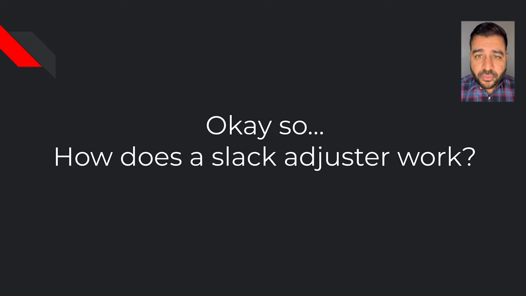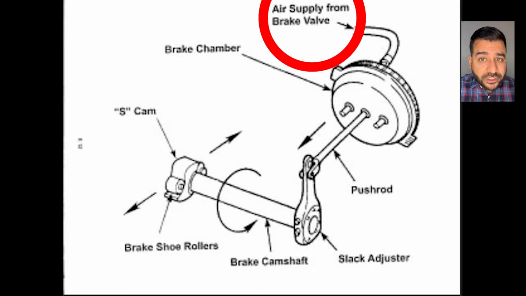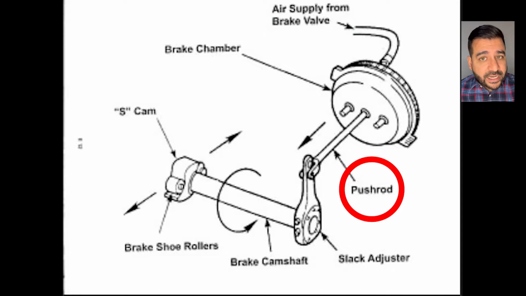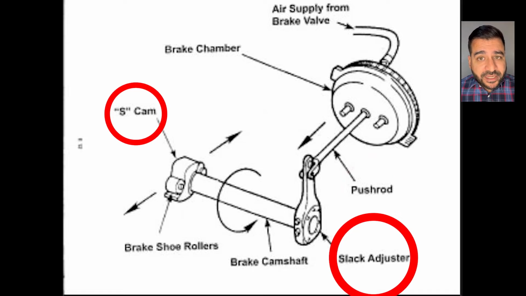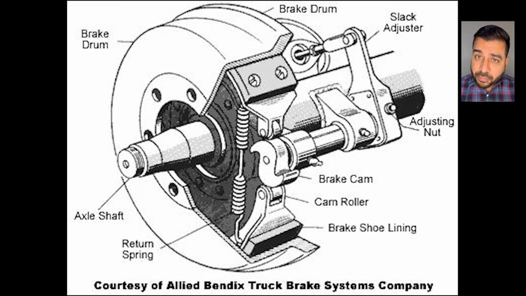So now we know the technical description of a slack adjuster. We also know where it's located. But how exactly does it work? Well, let me explain that because a lot of things happen all at once. First of all, when the brakes are applied, or a driver steps on the brake pedal, air is forced into the brake chamber, which then forces the push rod out, rotating both your slack adjuster and your S-cam. That then expands the brake shoe up against the brake drum wall. This is what causes the truck to slow down and or stop.